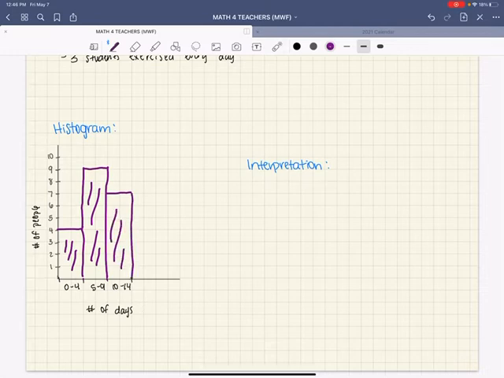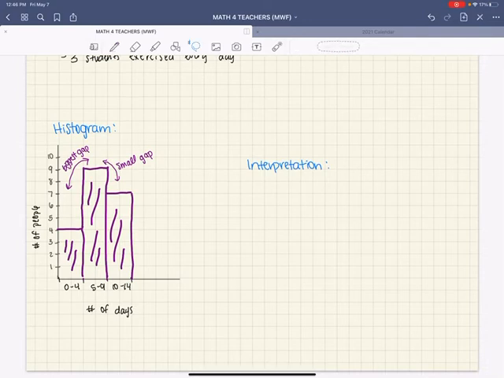So from reading this histogram, there's 5 more students that exercised 5 to 9 days than those that exercised 0 to 4 days. And as you can see, that's the biggest gap in our histogram. Although the number of students that exercised 5 to 9 days and those that exercised 10 to 14 days isn't that big of a gap because there's only 2 more students that exercised 5 to 9 days.